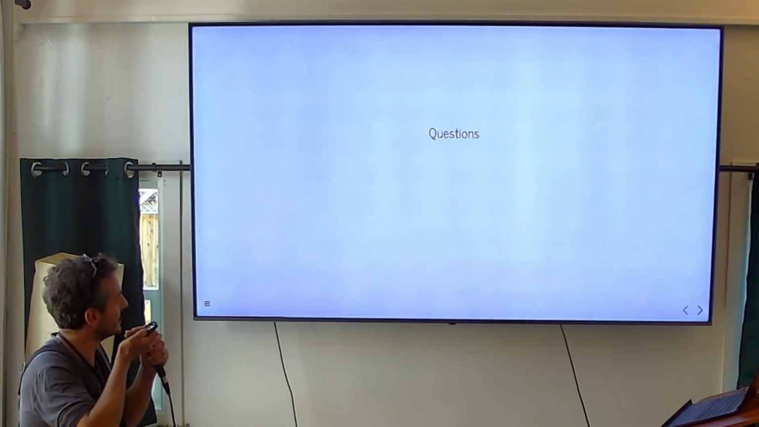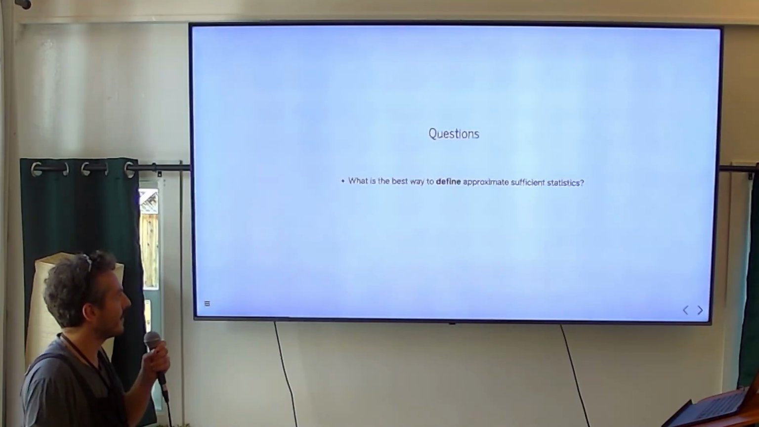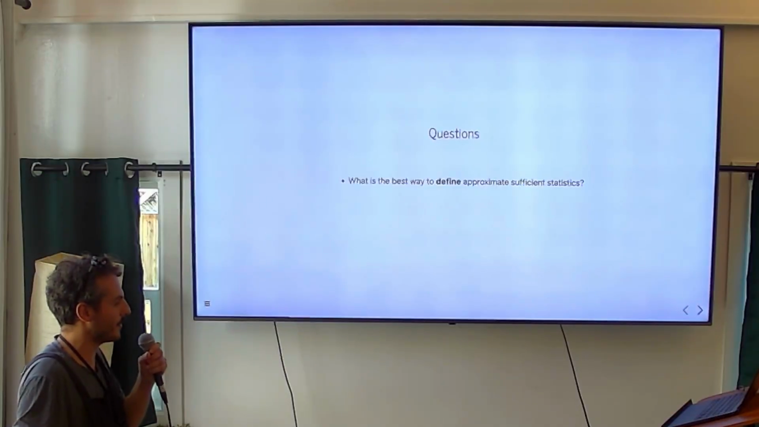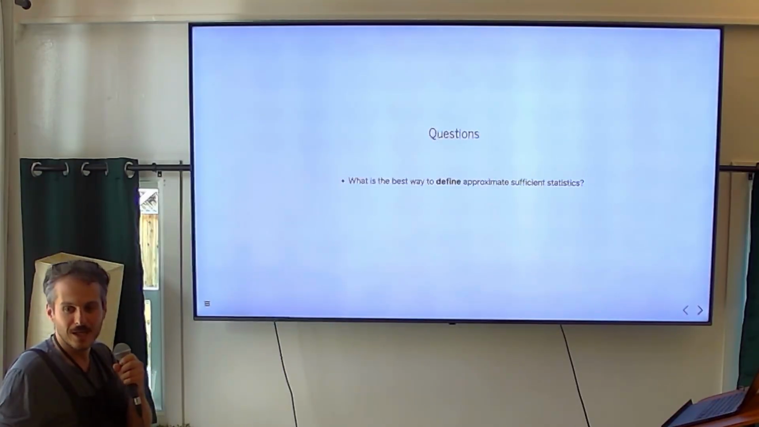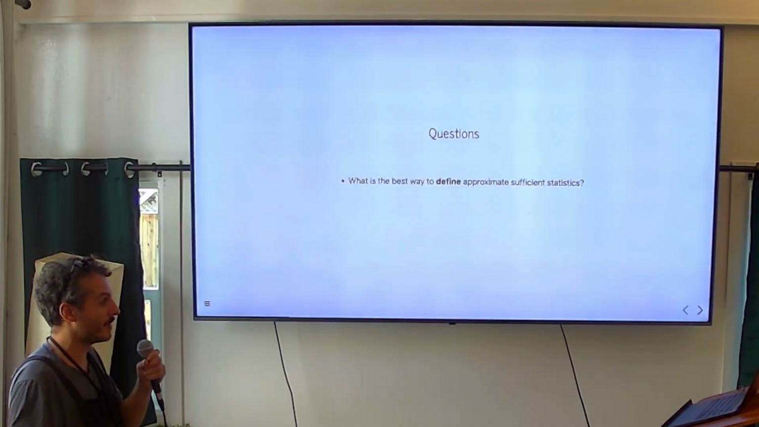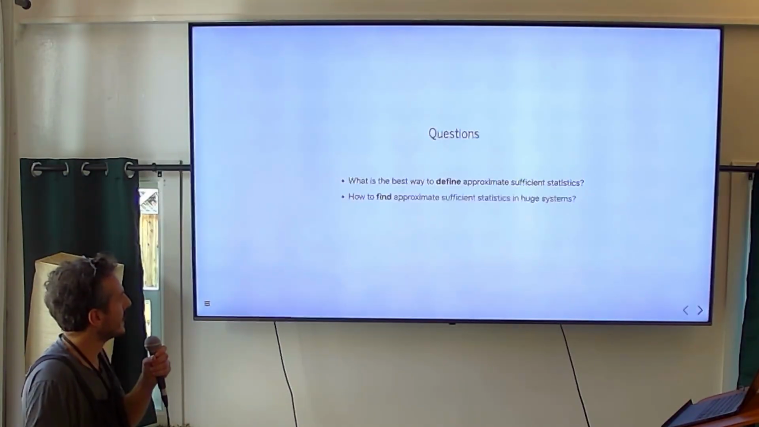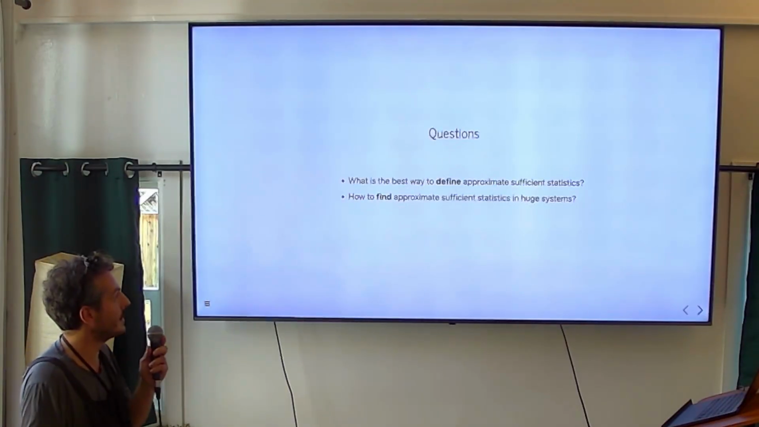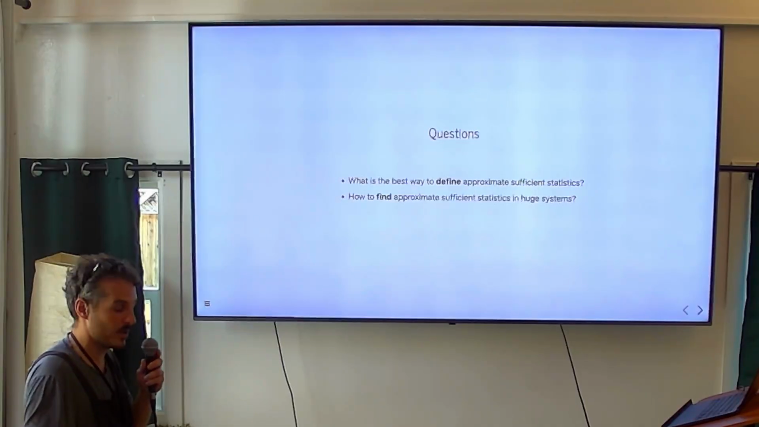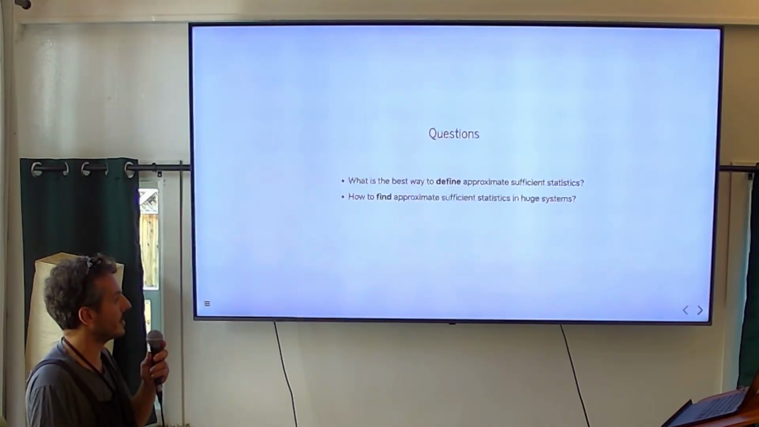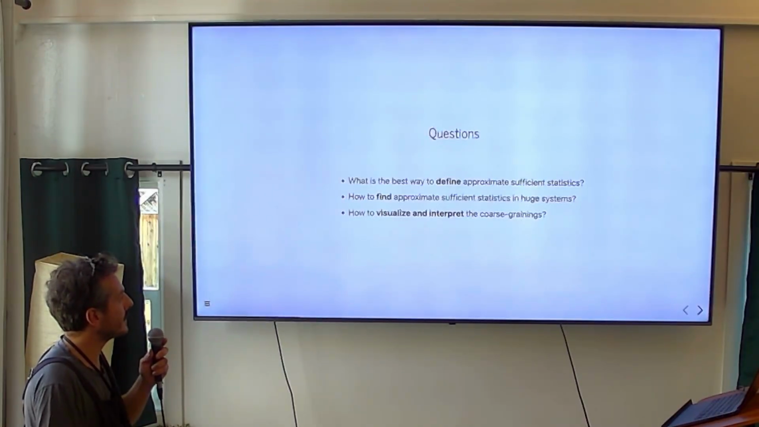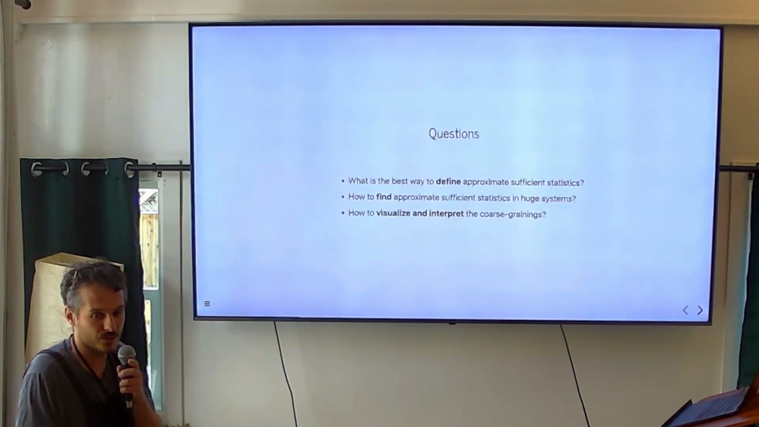So the questions that I'm going to try to address in this talk are, first, how should we define approximate sufficient statistics? I'm going to talk quite a bit about the information bottleneck, which many of you have heard of, and I think many people think that has solved this problem. I'm going to argue that it hasn't really solved this problem, and maybe there are other ways to think about it. I'm going to briefly mention how, given some alternative definitions, we could use gradient-based learning or other techniques to find them in really large systems or data sets. And I'll briefly touch upon how we can visualize and interpret the coarse grainings that arise.